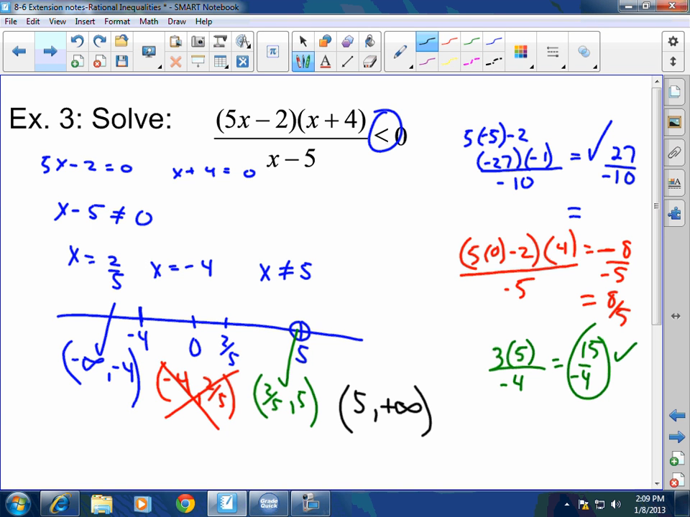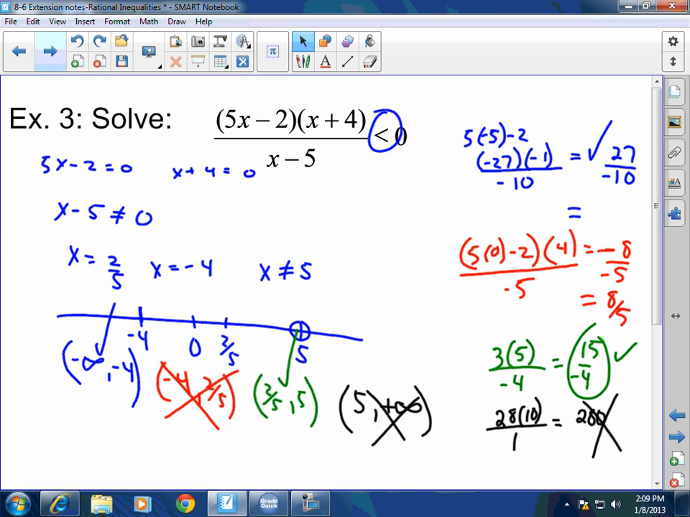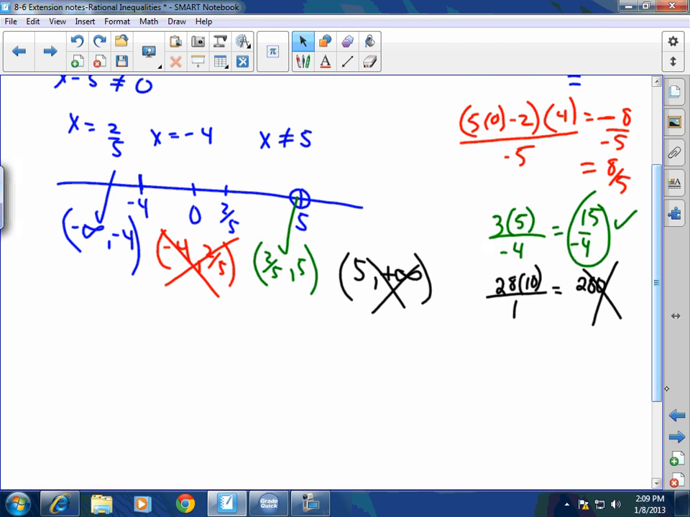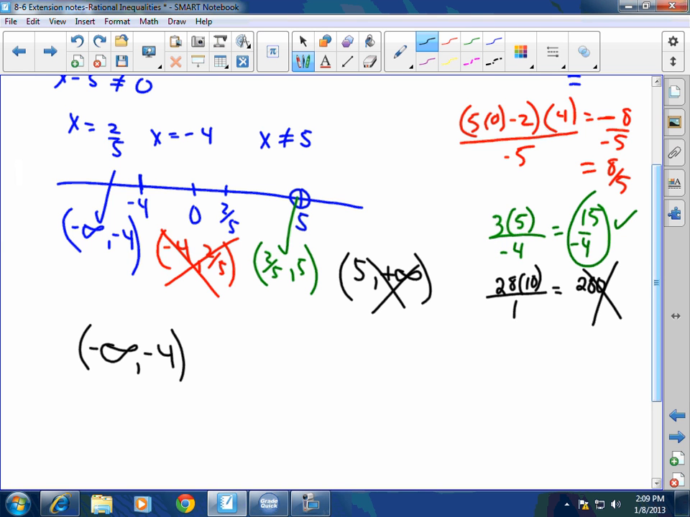So I got 30 minus 2, which is 28, times 10, over 1. That's going to be 280. That's a positive. So that is not one of the ones that works. So my final answer here, gentlemen, is negative infinity, comma negative 4, union with 2 fifths to 5.